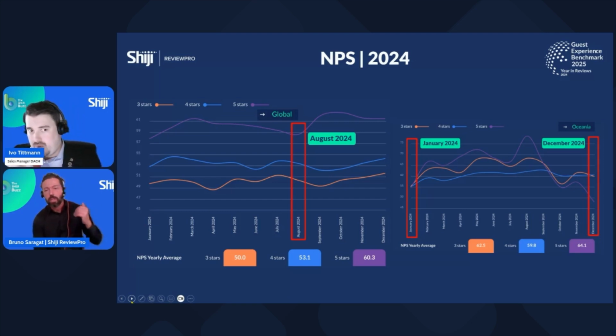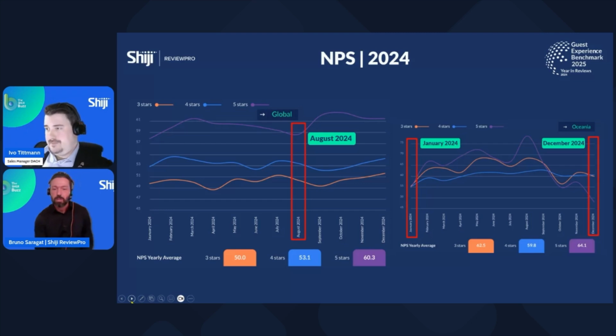On the opposite side of the world, down under, you see that Oceania has the same trend but in reverse. Given that the peak season is during January and August, the NPS is clearly showing a contraction of the perception of quality, and then during shoulder season it goes up again. But of course, it ties very well with what we have said in terms of GRI and all the other metrics for 2024.